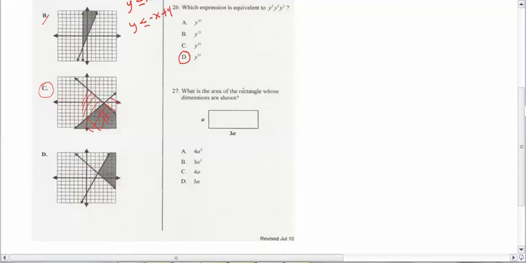This one, we want to find the area of the rectangle. To find the area of something, you multiply. So we're going to multiply 3a times a. A times a is a squared, so it's 3a squared. And that is our letter B.